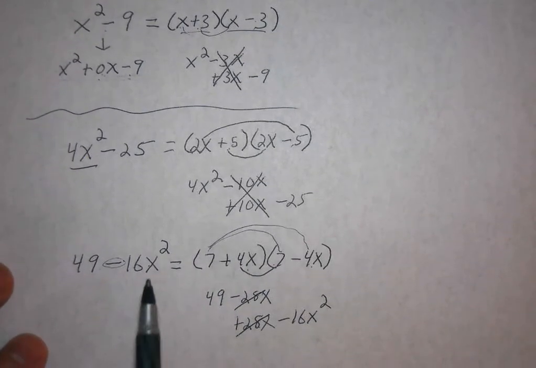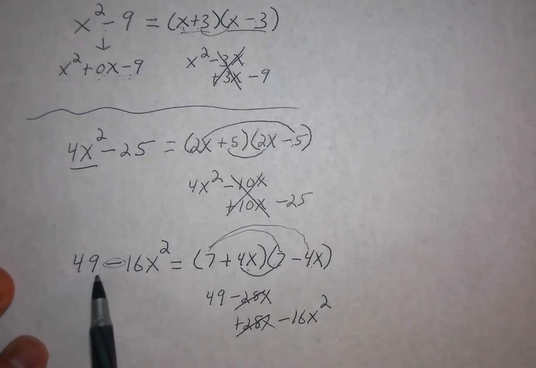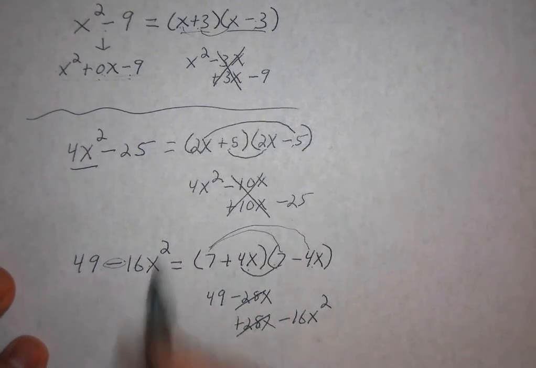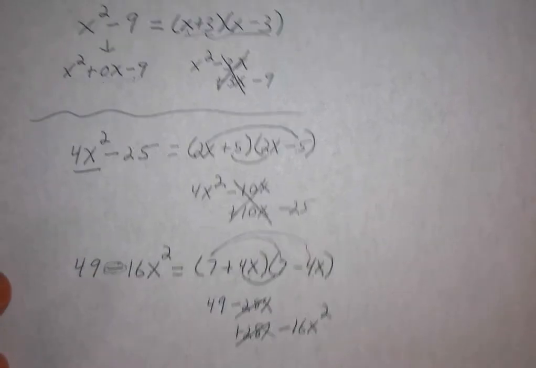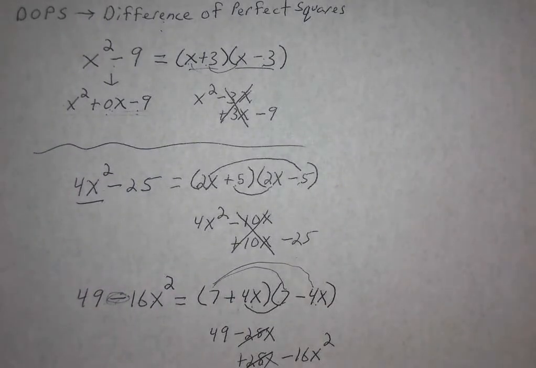Okay, what you've got to be careful of is you can't just rearrange that to 16x squared minus 49. That's not the same thing. It matters which term is negative. So you've got to be careful with that. So that is the difference of perfect squares method.